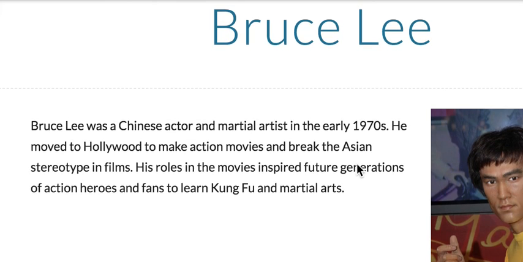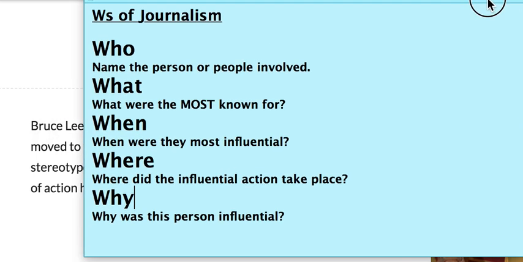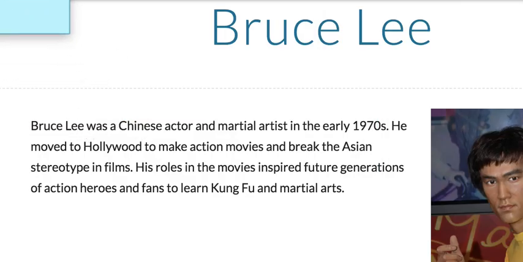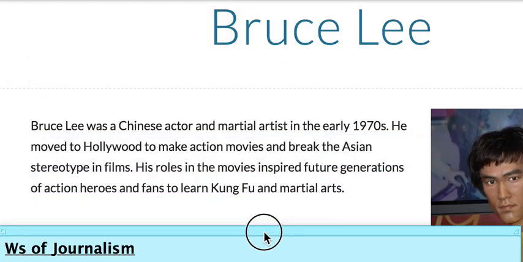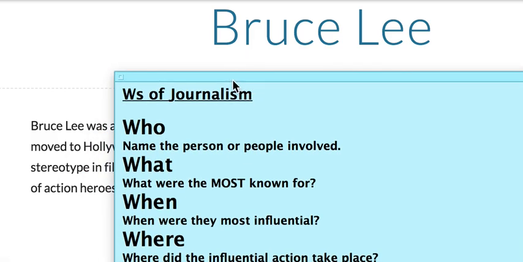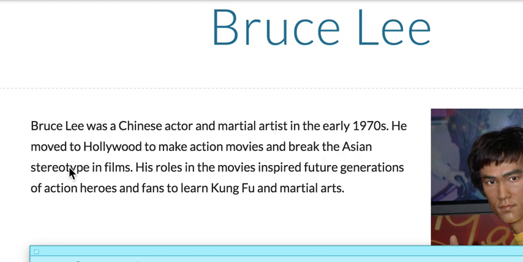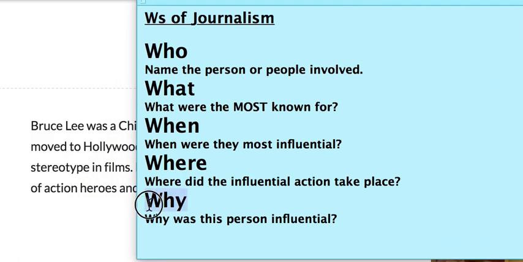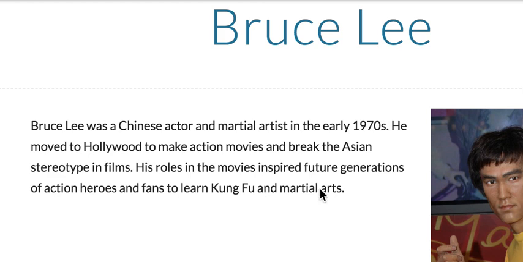So here is a sample of my who, what, when, where, why. And this is probably an appropriate amount of writing that you should have. Not too much, not too little. So here we go. I have the who, Bruce Lee. What was he? A Chinese actor. So I have who and what in that first sentence. And the when, artist in the early 1970s. He moved to Hollywood. That's my where. To make action movies and break the Asian stereotype in films. His roles in the movies inspired future generations of action heroes and fans to learn Kung Fu and martial arts. That's the why. Okay, why was he most influential? Because he inspired others to learn Kung Fu and martial arts, probably more so than any other martial artist in history.